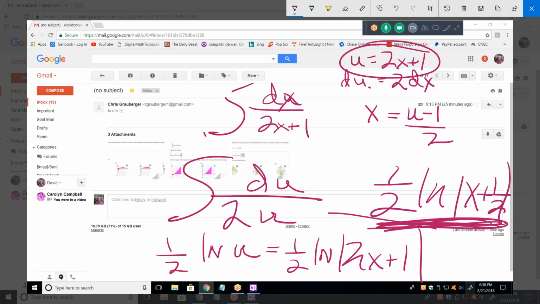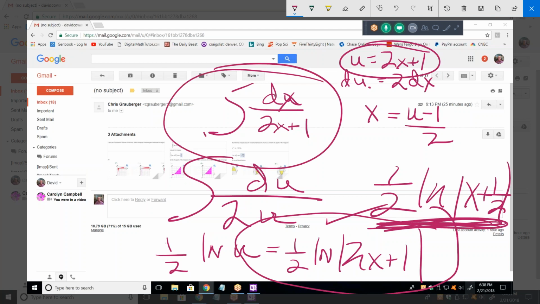And this I know is correct because if I take the derivative of that, it's 1 over 2x plus 1 times 2 divided by 2. So I know this is correct. I must have done something wrong in my arithmetic when I tried to do it without u substitution to get this answer over here. Somehow I have an x plus 1/2 over there instead of a 2x plus 1.